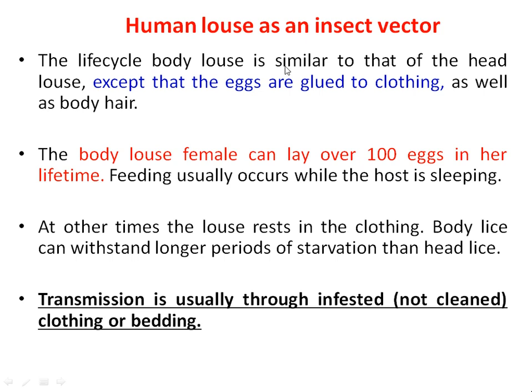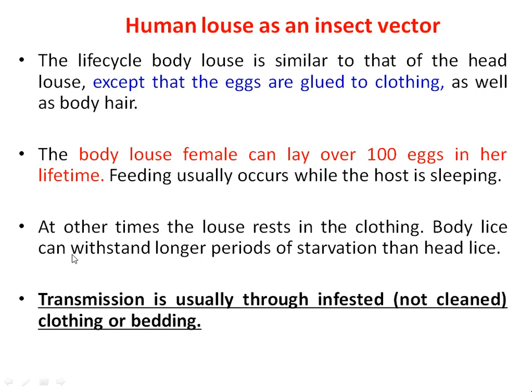The life cycle of the body louse is similar to that of the head louse, except that the eggs are glued to the clothing as well as the body hair. The female body louse can lay over 100 eggs in her lifetime. Feeding usually occurs while the host is sleeping. They take a sufficient amount of blood from the human body. At other times, the louse rests in the clothing.